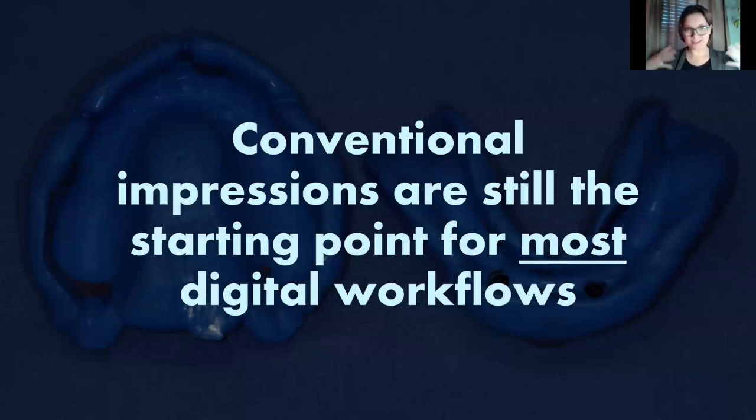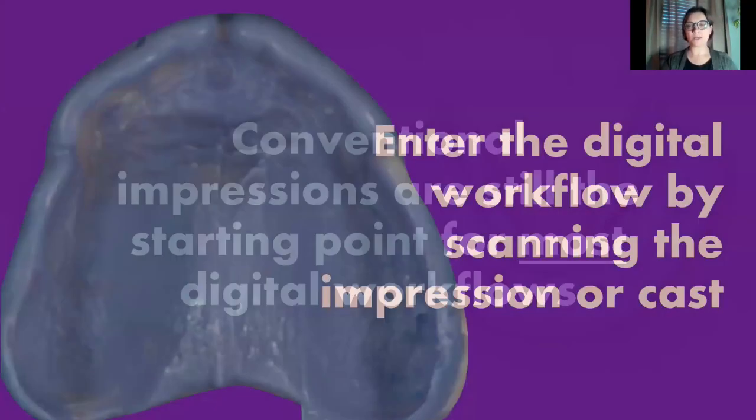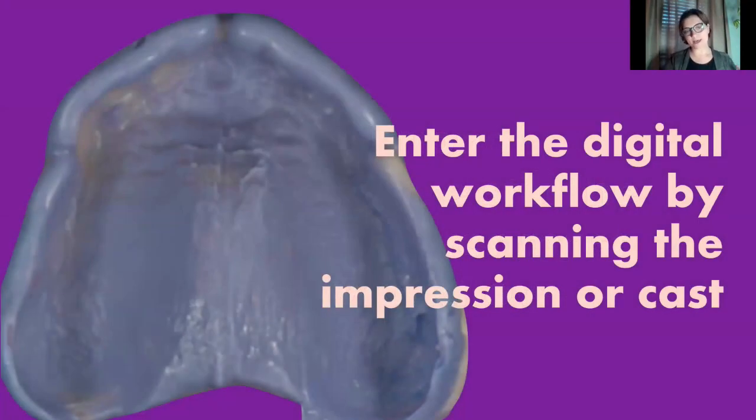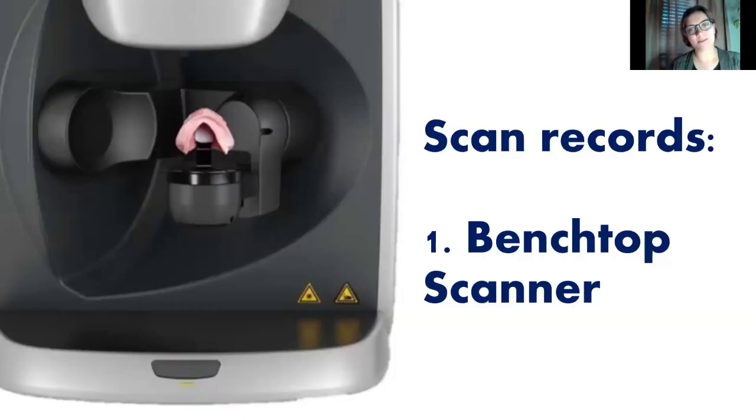And when you take everything into consideration, today, still in 2024, conventional impressions are usually the starting point for most digital denture workflows. Then you get into the digital workflow by taking that impression. You can either pour it and scan the cast, or you can scan the impression directly, and that will bring you into the digital world. And this is kind of the secret sauce. How do you go from conventional to digital? It's the scanning of the records.